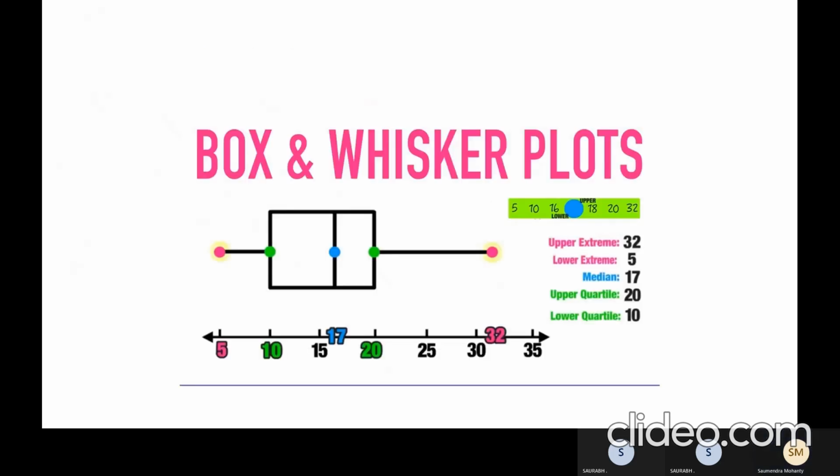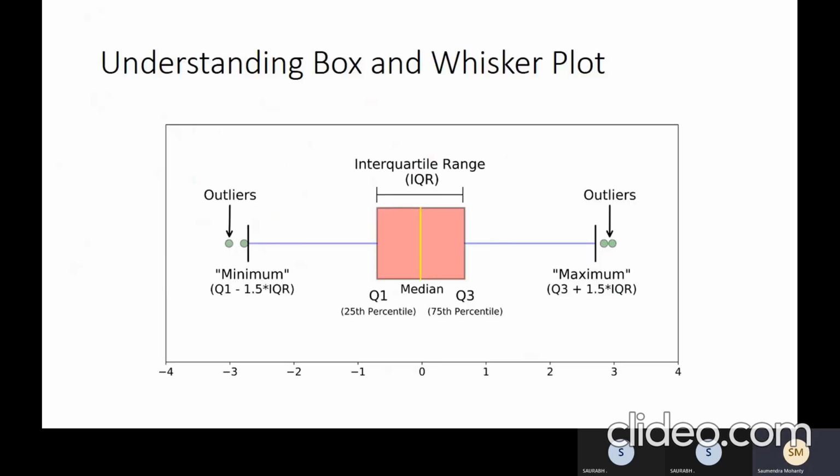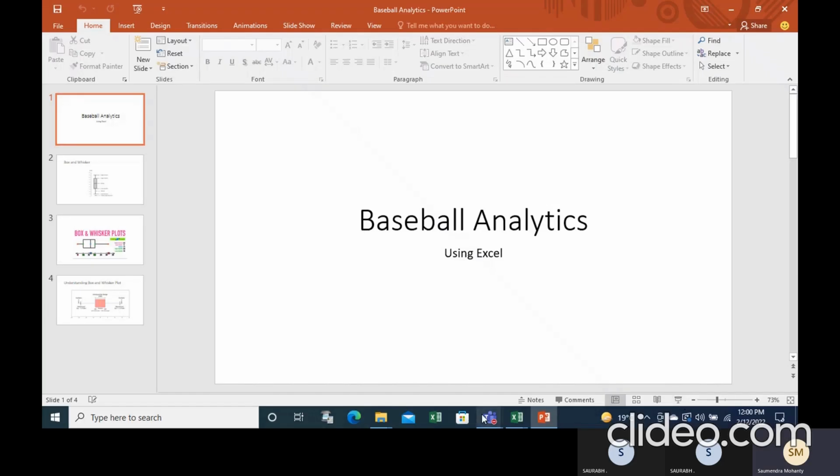Very quickly, you have a data set: 5, 10, 16, 18, 20, 20, 32. What is the median? 17 is the median. So the middle line of the box is the median. How do you calculate the size of the whisker, which is 5 and 32? You find the interquartile range, Q3 minus Q1. Q3 plus 1.5 IQR is the maximum size of the whisker. Q1 minus 1.5 IQR is the minimum size of the whisker. Anything outside this whisker is an outlier. Correct? Yes, sir. Okay, just a quick recap.